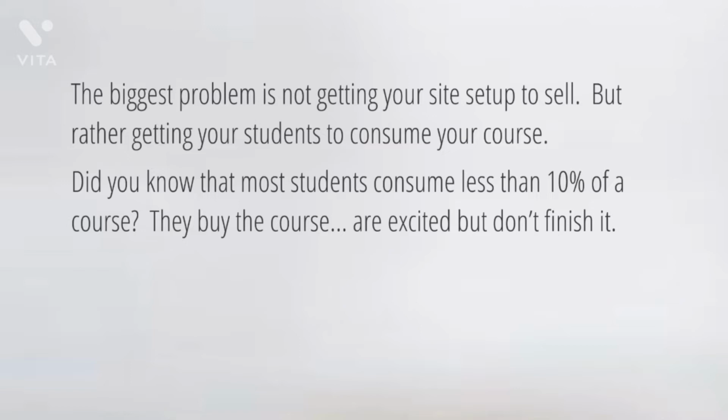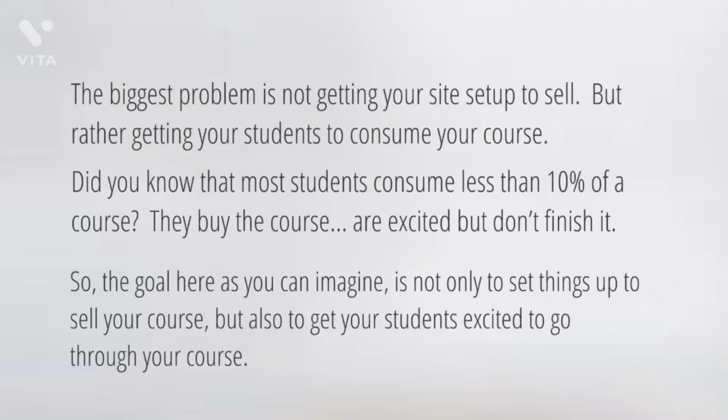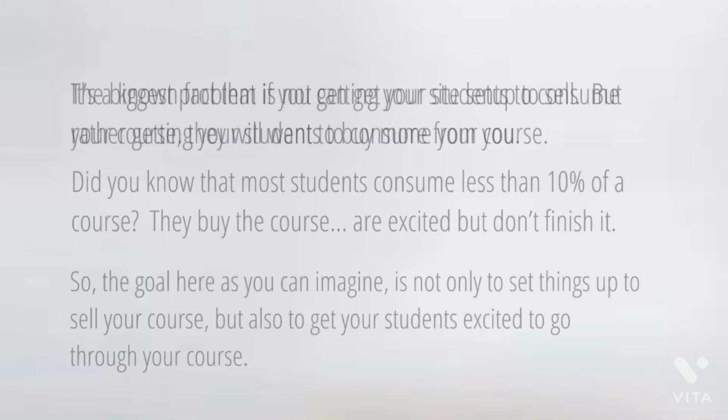So you might have people finishing your course, but let's say out of 100 or even out of 1,000 people, that number actually becomes very, very small. And there's a big reason for that, which we'll touch base on in just a second. So the goal here, as you can imagine, is not only to set up your online course onto your WordPress site and set it up so that you can start selling it, but also to get your students excited to go through your course. And here's why.